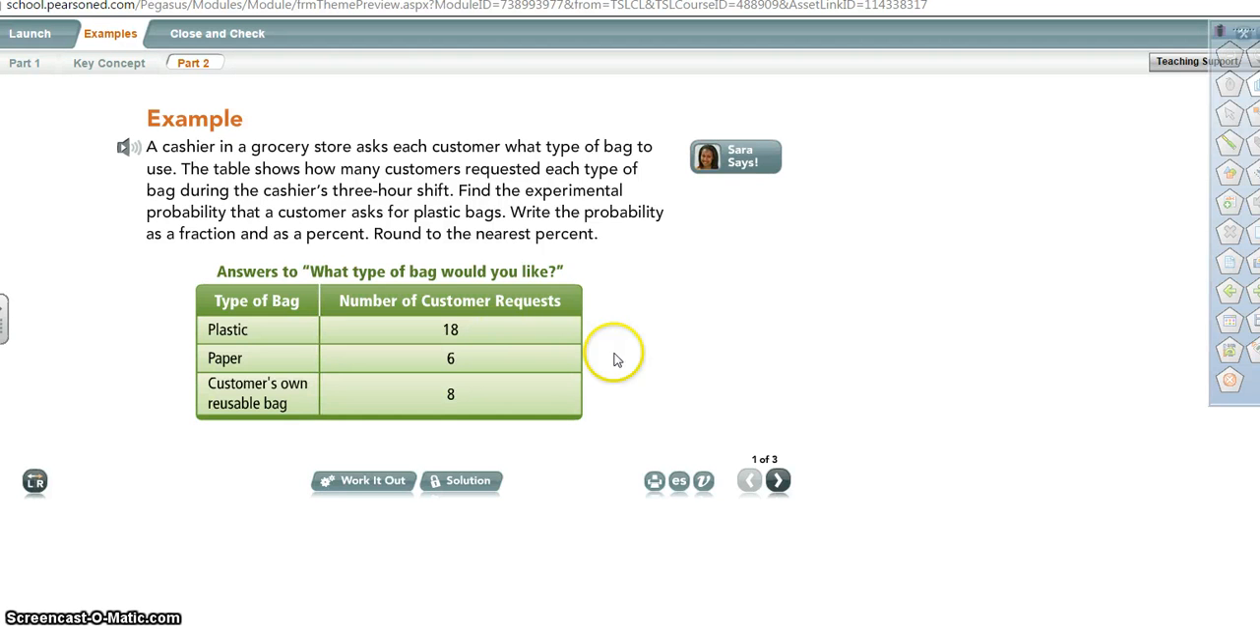A cashier in a grocery store asks each customer what type of bag to use. The table shows how many customers requested each type of bag during the cashier's 3-hour shift. Find the experimental probability that a customer asks for plastic bags. Write the probability as a fraction and as a percent, round to the nearest percent.